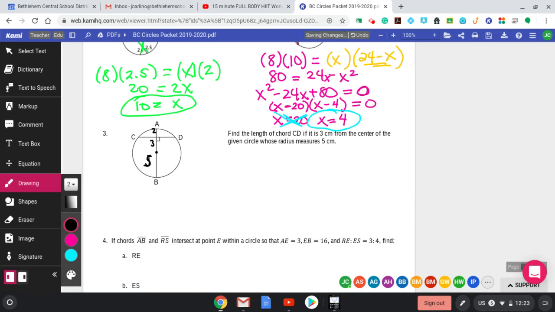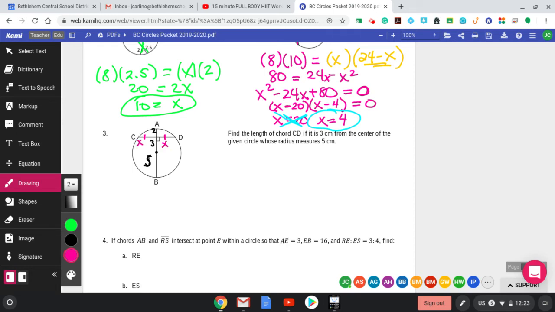And it's asking me for chord, what's the length of chord CD? All right, well, take a look. This is going to go back, and we're going to use this theorem again during homework, so don't forget about it: if I have a diameter perpendicular to a chord, guys, what happens to the chord? It should be getting bisected, right? So if I call one piece X, I can call the other piece X.